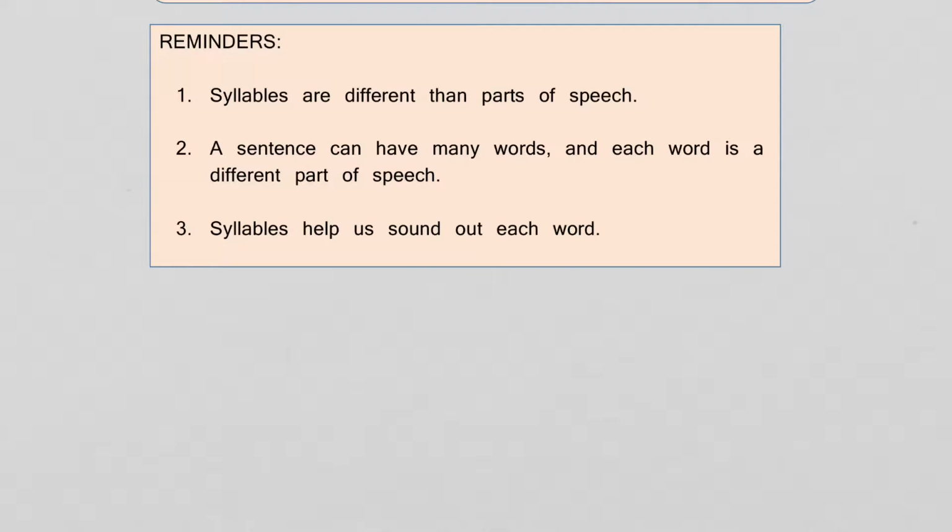A sentence can have many words, and each word is a different part of speech. So let's say you had a sentence with the word cat in it. Well, cat would be a noun, and if we just looked at the word cat, we could say that word has one syllable. So syllables help us sound out each word.